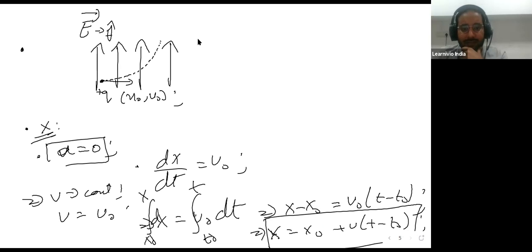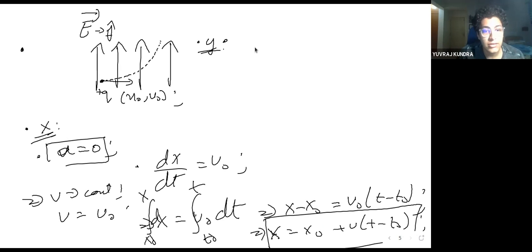But what about the y-axis? What is happening in the y-axis? Well, you have a constant force. So the velocity is zero, but we have a constant acceleration, given by force equals mass times acceleration, from the force experienced in the electric field. So from the electric field we can take out the force, and using that force we can take out the acceleration. Yes, makes sense. Exactly.